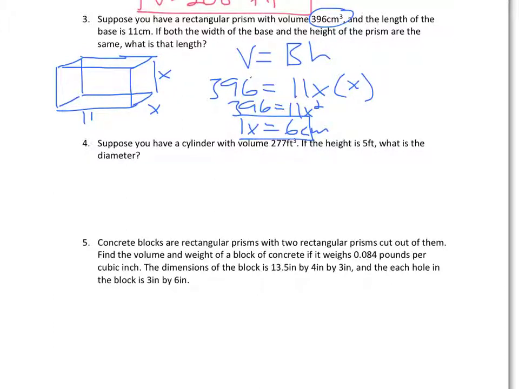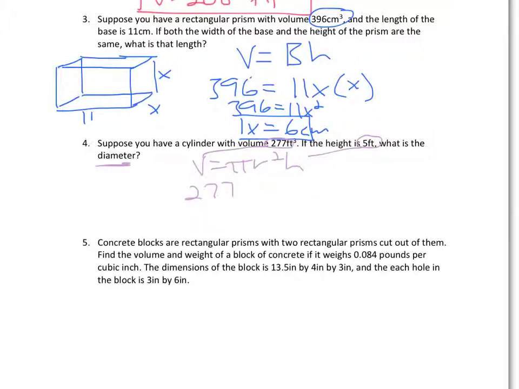And number 4, we have a cylinder again. This cylinder has a volume of 277. I give it the height, I want to know the diameter. So remember the volume is pi r squared h. Well, we have V and h, so we can find the radius. Once we find the radius, we just have to multiply that by 2 to get the diameter.